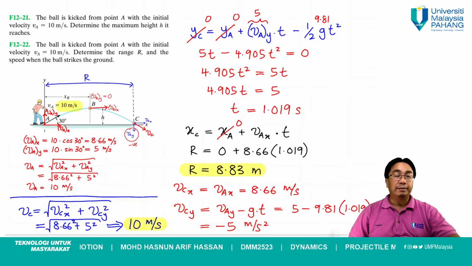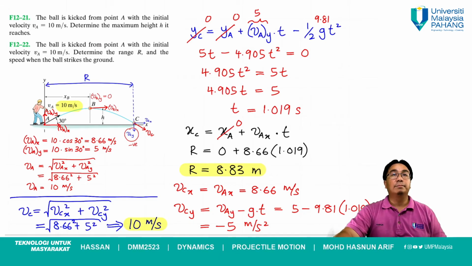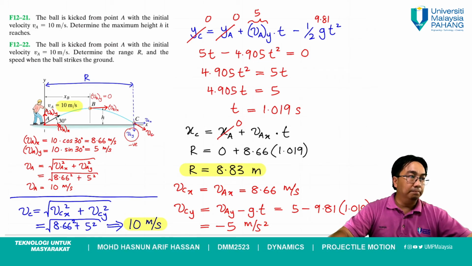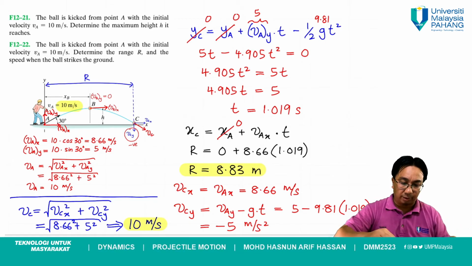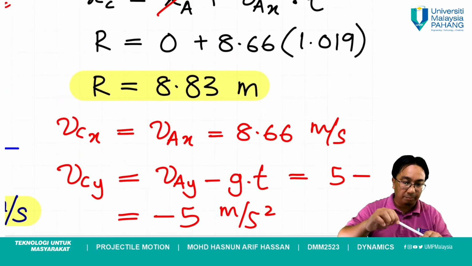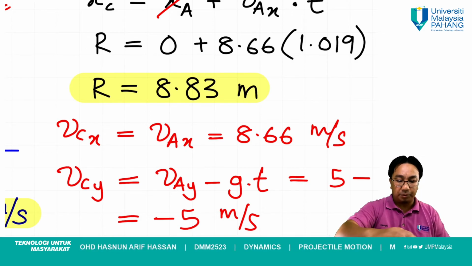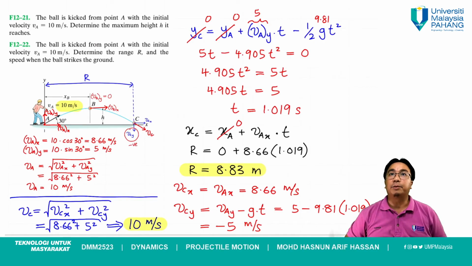Ada apa-apa soalan on this? Tak ada, sir. Tak ada soalan? Sir. Yeah. For the VCY is M over S, right? The unit. VCY, oh yes, sorry. VCY should be meter per second. Meter per second square is for acceleration. Yep, thank you. Meter per second. Velocity is meter per second. Okay, ada lagi apa-apa soalan?